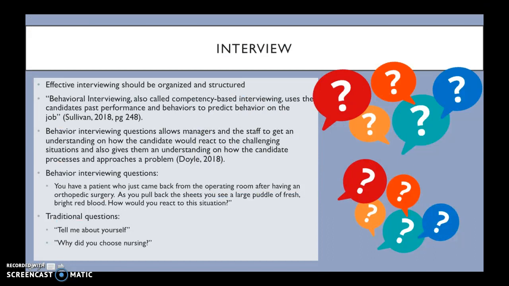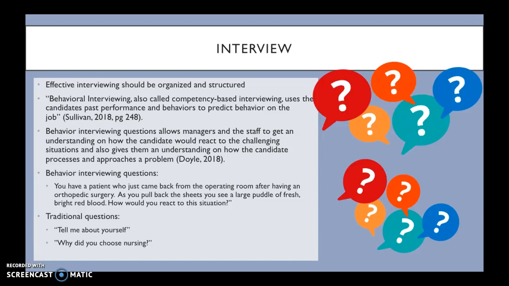Effective interviewing should be organized and structured. From the text we have listed here, behavioral interviewing, also called competency-based interviewing, uses the candidate's past performance and behaviors to predict behavior on the job. Behavioral interviewing questions allow managers and staff to get an understanding of how the candidate would react to challenging situations, and also how the candidate processes and approaches a problem.